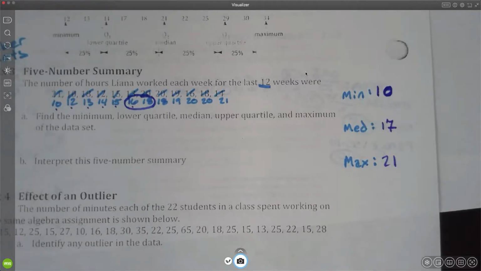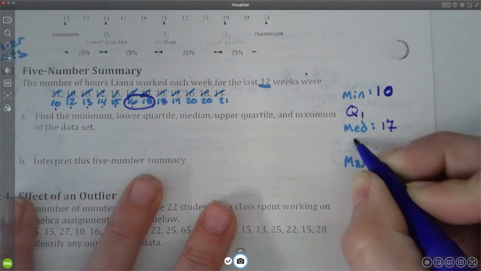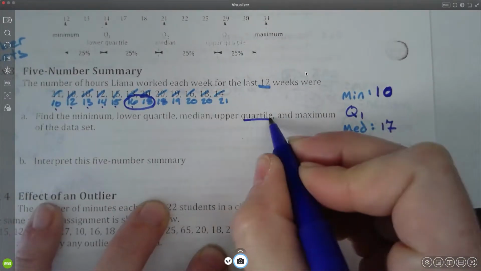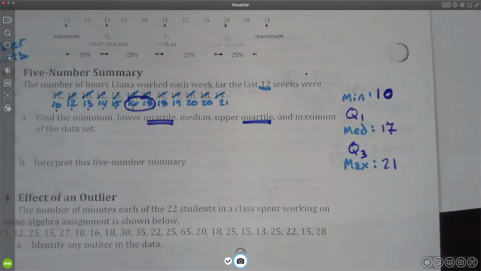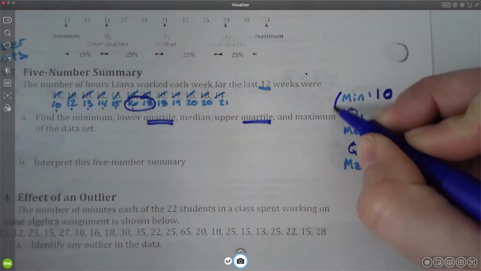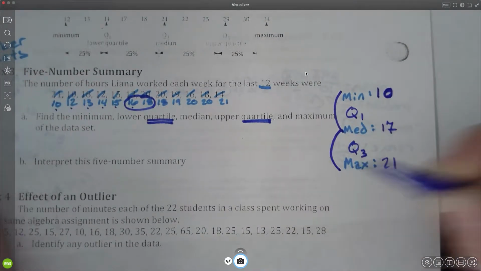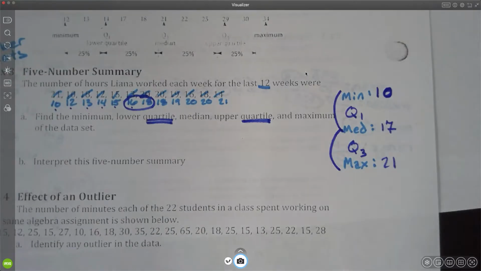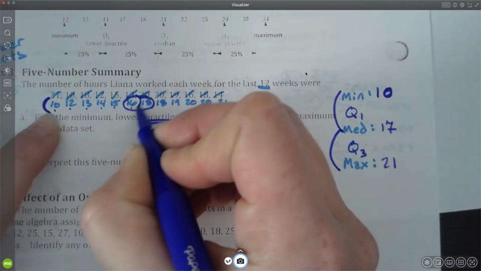Then the next 2 numbers are your Q1 and your Q3, which stand for quartile 1 and quartile 3. Okay, those are quartiles. Or sometimes they're called the lower quartile and the upper quartile. Quartile 1 and quartile 3, okay? Now, quartile 1 is just finding the middle number of this range, the median. The quartile 3 is just finding the median of that range, right? Okay?